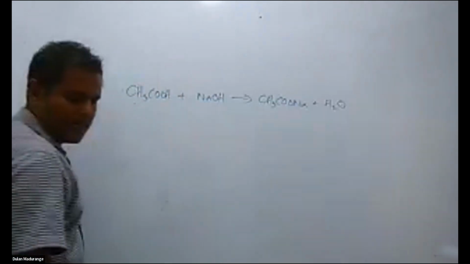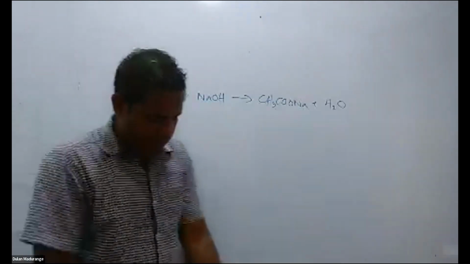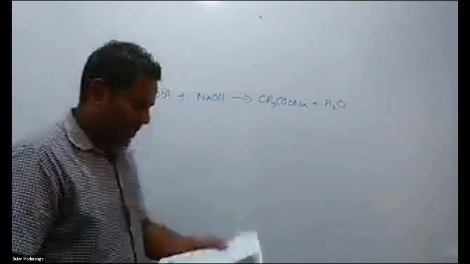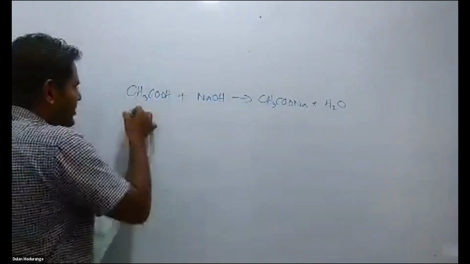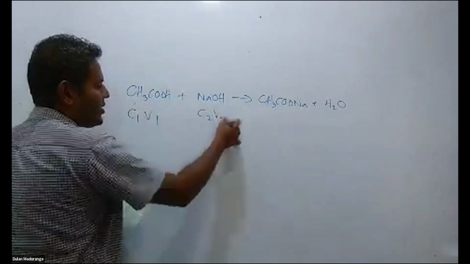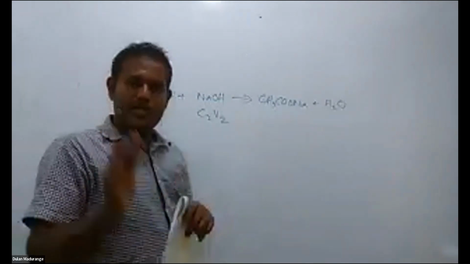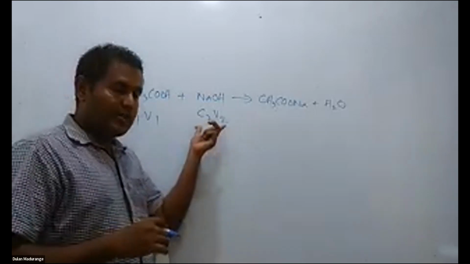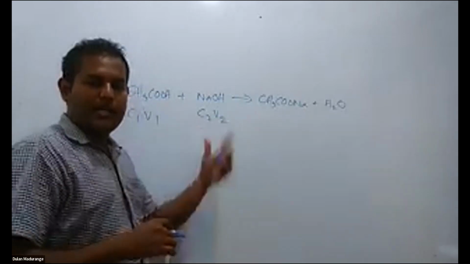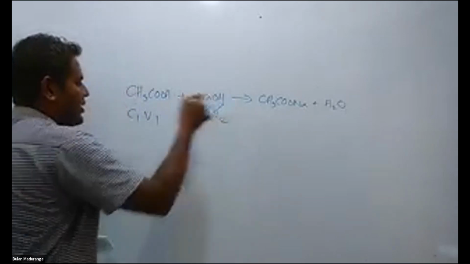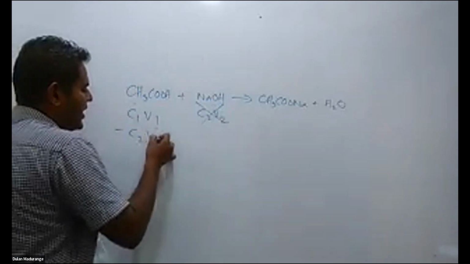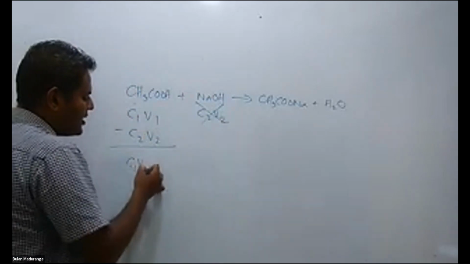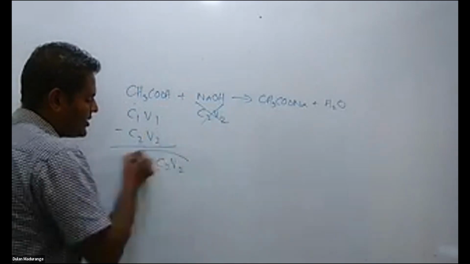Right. So here the concentration of acetic acid is C1, volume V1. The base is C2, V2. So definitely in a buffer solution you must know the strong base is the limiting reagent. It will react completely. Then when C2V2 is reacting, what is the amount of weak acid left? C1V1 minus C2V2.